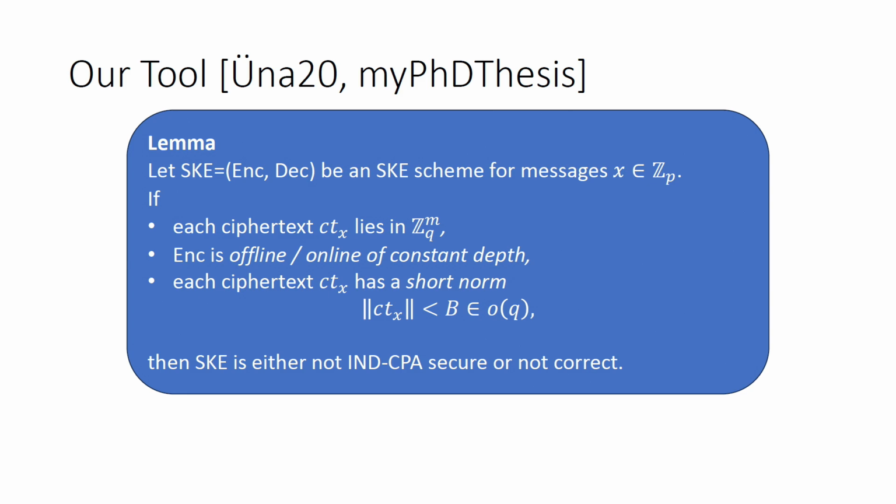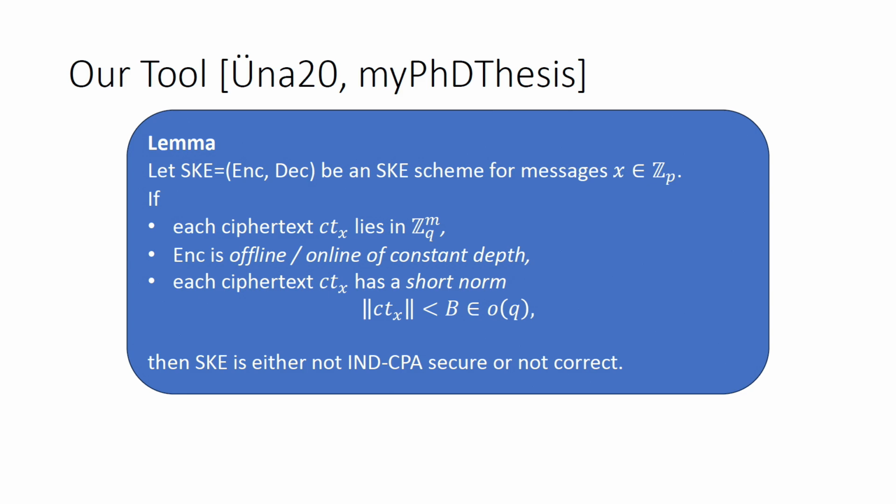And we're going to use a tool. I proved this 4 years ago. You can find a nicer write-up in my upcoming PhD thesis in a few months. Let's assume we have a secret key encryption scheme for messages over some large enough modulus P, such that, again, ciphertexts are vectors. Encryption is offline-online of constant depth. Again, technical term, not going into details here. Important: each ciphertext is of short norm modulo Q.